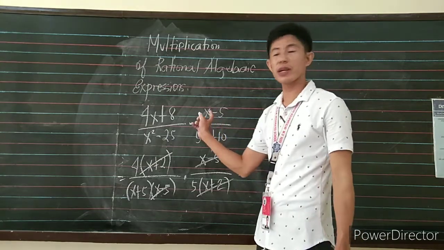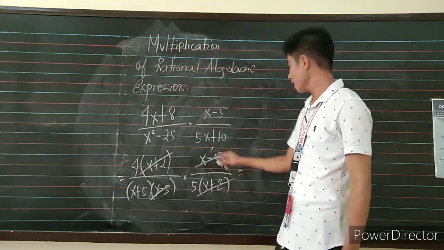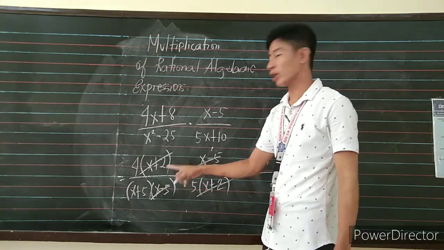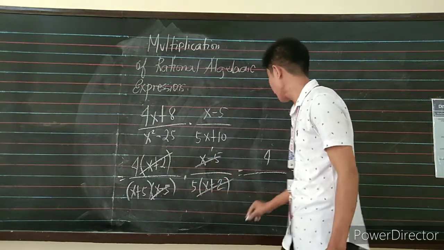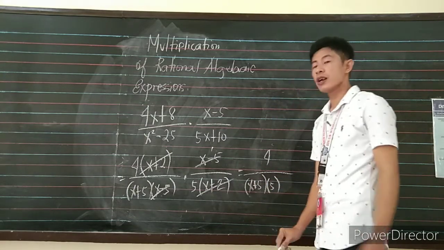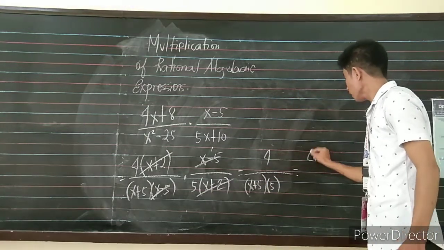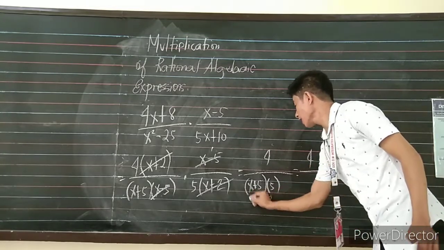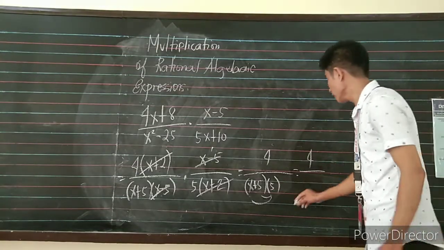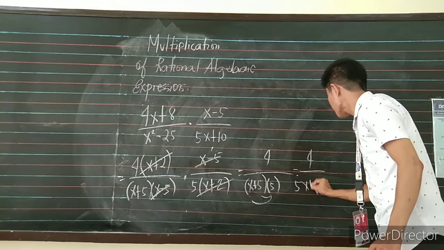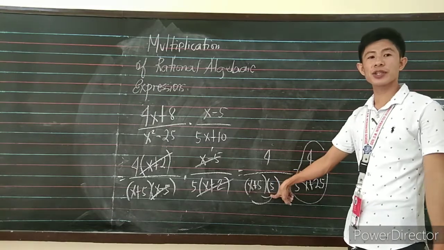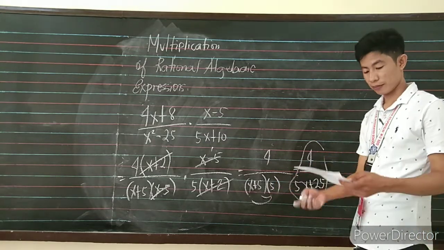Okay, what is left in our numerator is 4 times 1, and that is equal to 4, over. In our denominator, we have x plus 5 times 5. So that is equal to 4 over x plus 5 times 5, or we can use the distributive property of multiplication over addition. That is 5x plus 25. Okay, either of the two answers is correct.